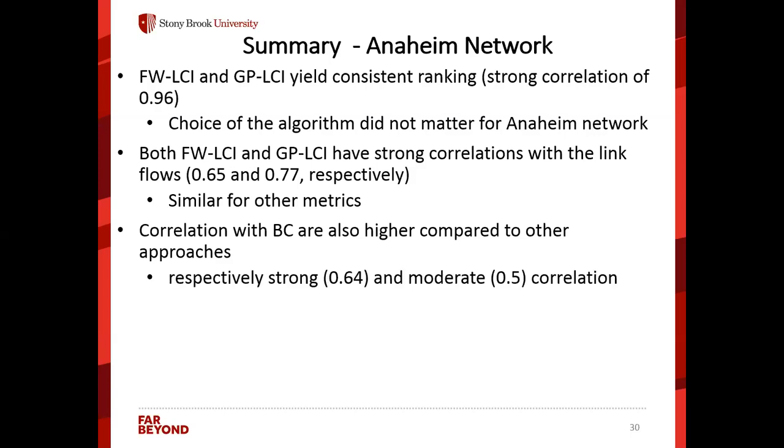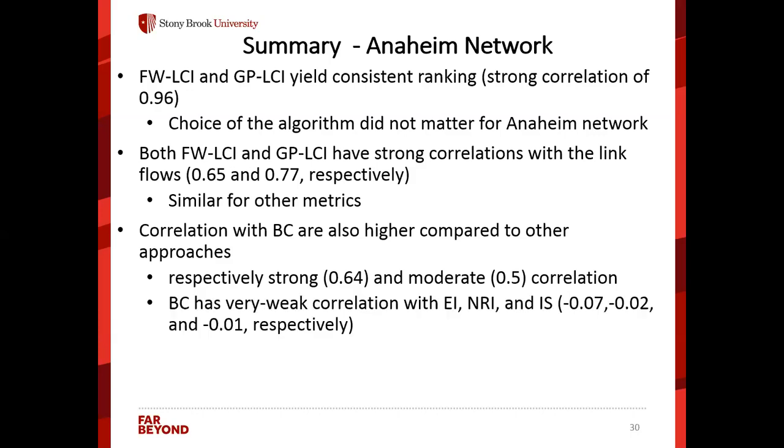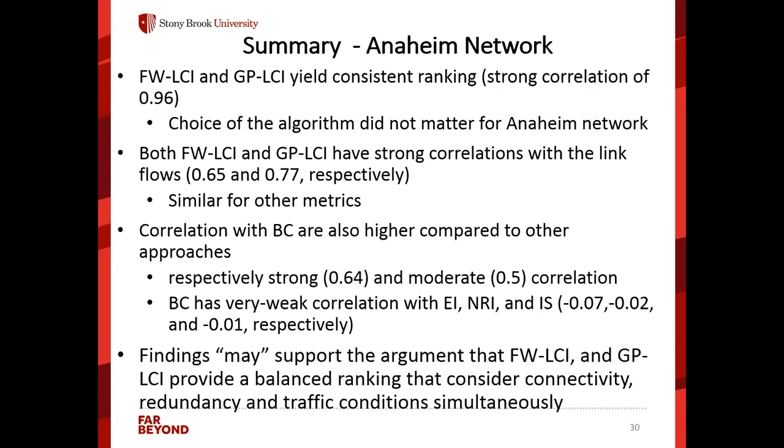Relatively strong for Frank-Wolfe and GPLCI, but betweenness centrality has very weak correlation with the other methods. I'm saying this because betweenness centrality is a topographical measure, which suggests the other metrics don't incorporate the topographic issues as much. That may be overstating based on one topographical measure, but we are also working on it. So I will show you one more slide.